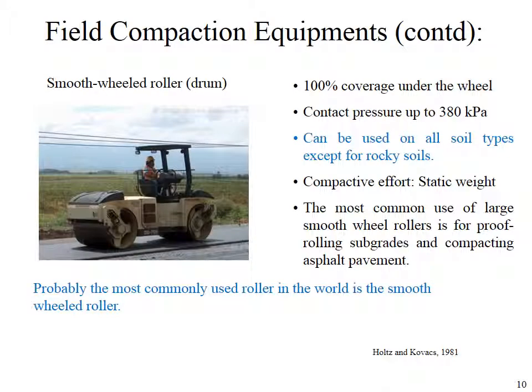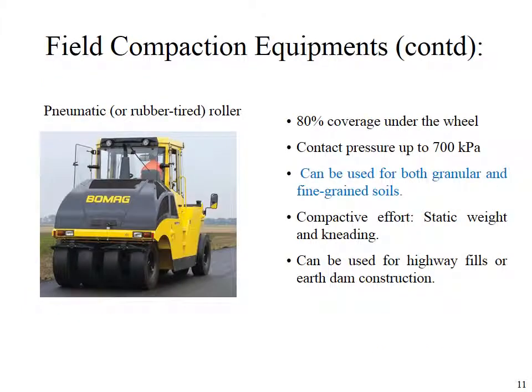Smooth wheel roller. Probably the most commonly used roller in the world is the smooth wheel roller, and it covers 100% under the wheel. Contact pressure is up to 380 kilopascals. It can be used on all soil types except for rocky soils. Compactive effort is static weight. The most common use of a large smooth wheel roller is for proof rolling subgrades and compacting asphalt pavement.